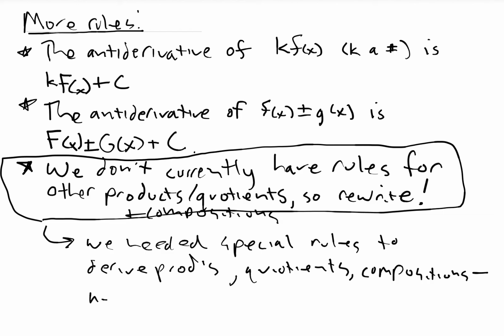You are going to also need special rules to undo them, right? So it's not just that it works in the one direction that you need special rules to derive. Any case that you would have needed a special rule to derive, like product or quotient rule or chain rule, if you see similar functions and you want to antiderive, we're going to need special rules for that too.